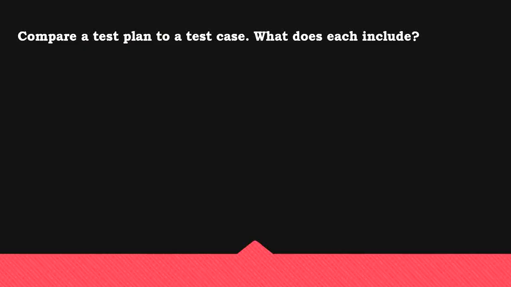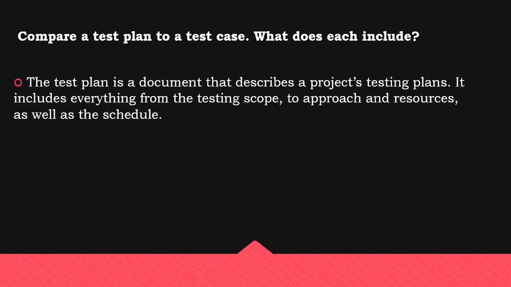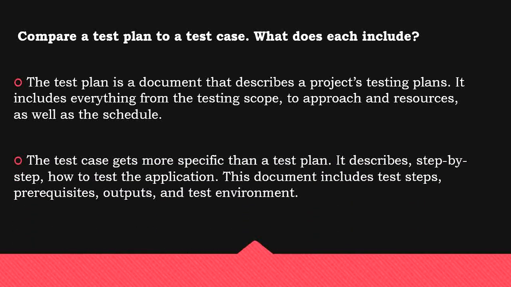And the first question is, compare a test plan to a test case. What does each include? A test plan is a document that describes a project's test planning. It includes everything from the testing scope to approach and resources, as well as the schedule. The test case gets more specific than the test plan. It describes, step by step, how to test the application. This document includes test steps, prerequisites, outputs, and the test environment.